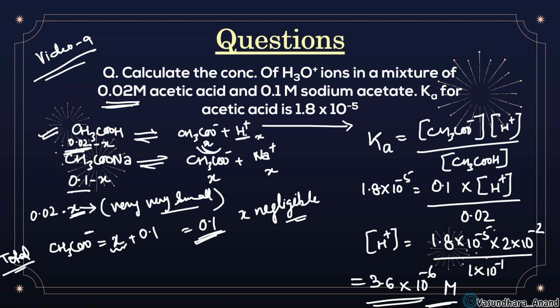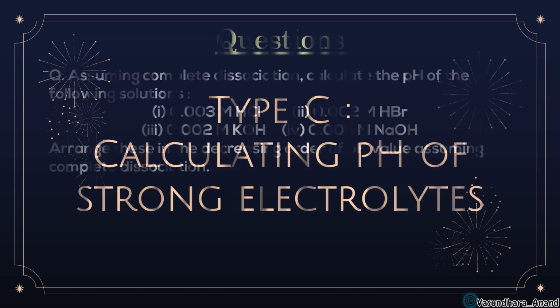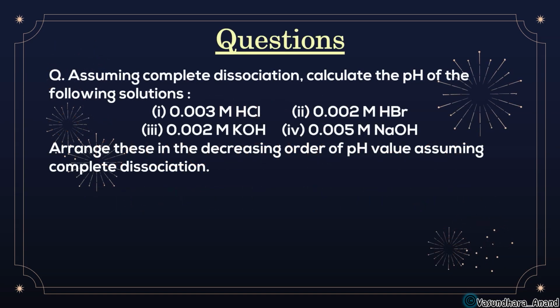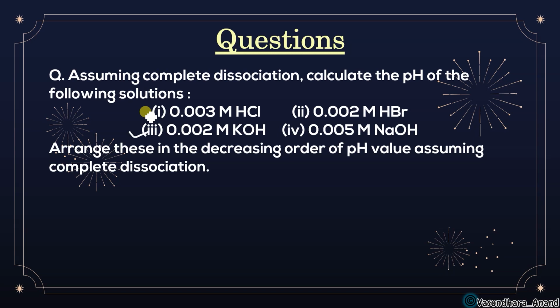Okay, so next move to new concept, and that is type C numerical we will do. Calculating pH of a strong electrolyte. If a strong electrolyte will be there, how we will find the pH? So here the question, assuming complete dissociation. Complete dissociation matlab that is a strong electrolyte. Calculate the pH of the following solution. So easy. I hope you will do it by yourself. Let me solve one question from this acid part and one from base part. Okay, and other two will be homework for you. These two are the homework for you.